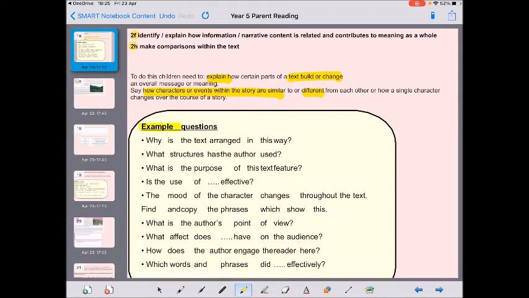Example questions are: why is the text arranged in this way? What structures has the author used? What is the purpose of this text? Is the use of effective? The mood of the character changes throughout this text. Find and copy the phrases which show this. What is the author's point of view? What effect does have on the audience? How does the author engage the reader here? Which words and phrases did use effectively?